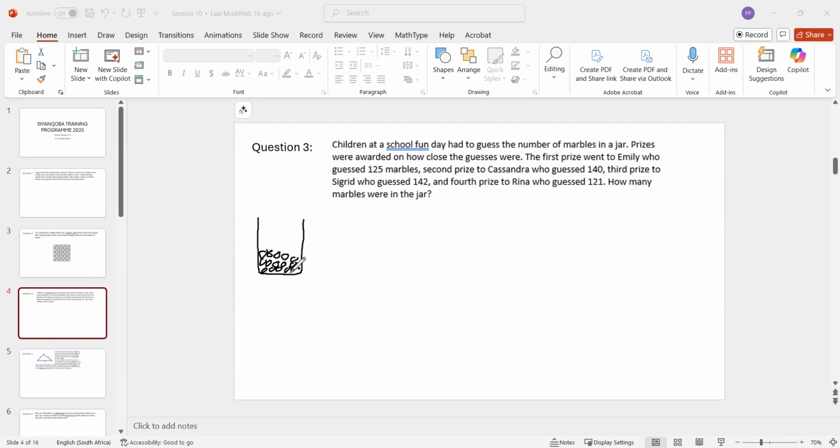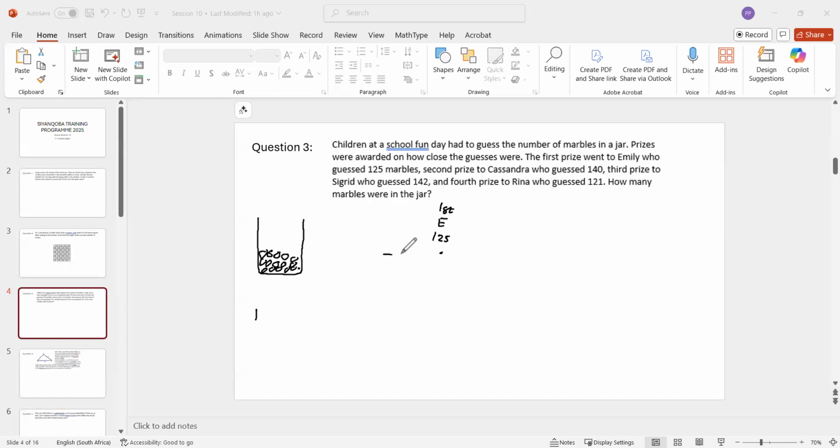And then people will come, they say, let me try. And they say, okay, for whatever, the 1 rand, they pay, and they try to guess the number of marbles in a jar. Now, the first prize went to Emily, who guessed 125 marbles. Okay, so Emily, she said 125. So you could just put E here, E for Emily. And she was first. Second prize went to Cassandra, who guessed 140.